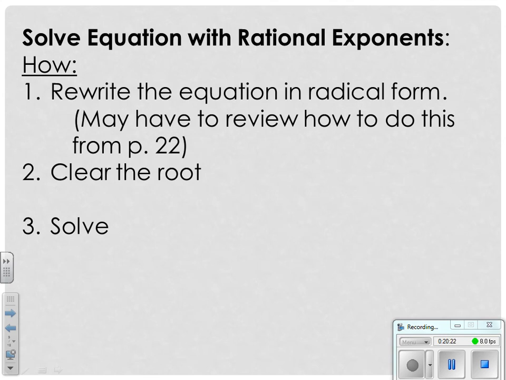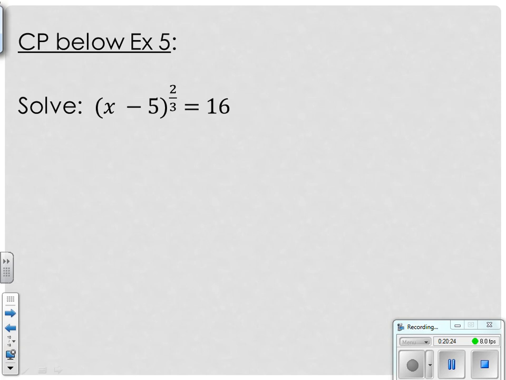All right, these take a little bit of playing. Okay, let's take a look at one together. We have x minus 5 to the 2/3 power. Now, if you look back on page 22, it gives us the rules for these exponents and how to rewrite from exponential form to radical form.